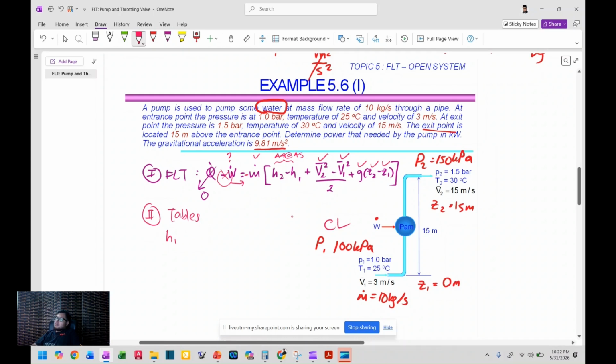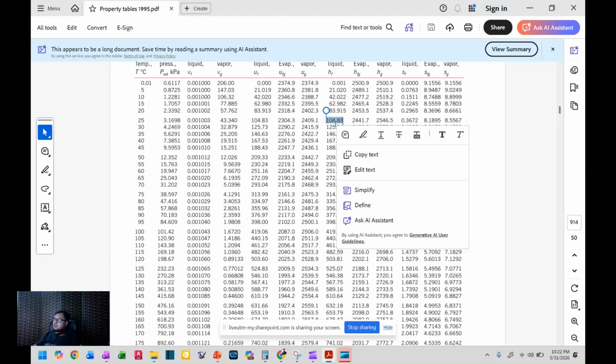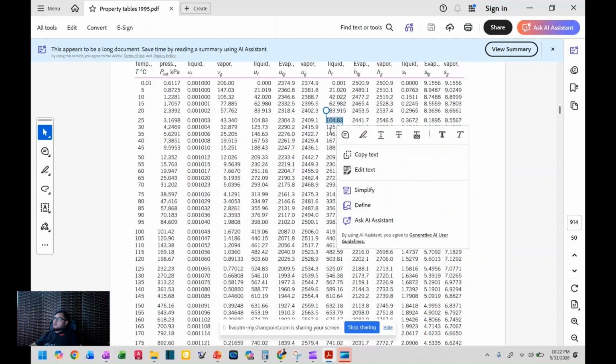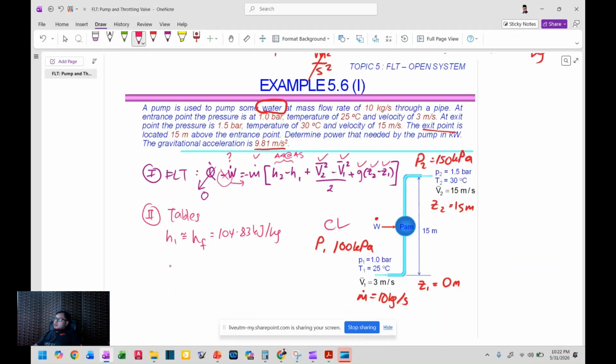Okay, and thus H1, for compressed liquid, is going to be approximated to HF. Okay, and based on table A4, HF is 104.83. So at 25 degrees, HF is 104.83. Now let's look at H2.